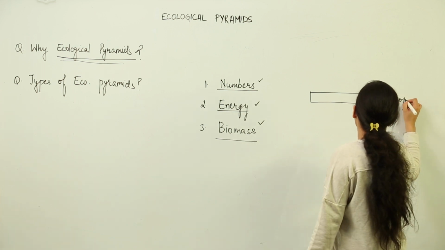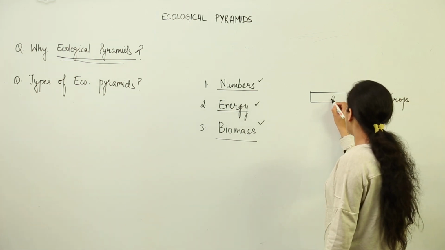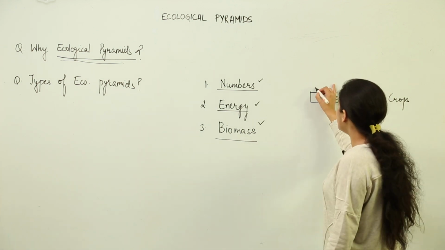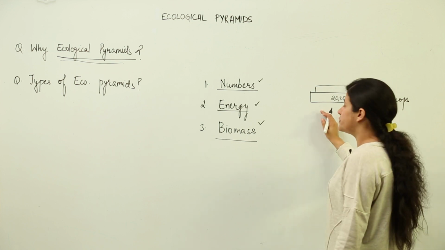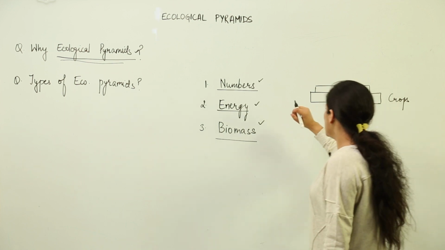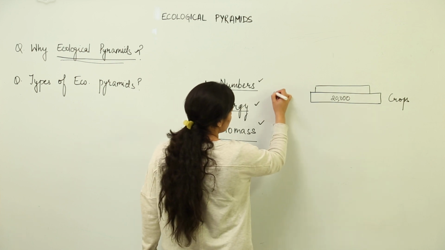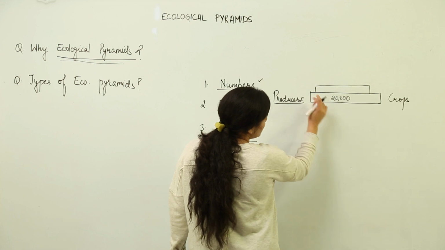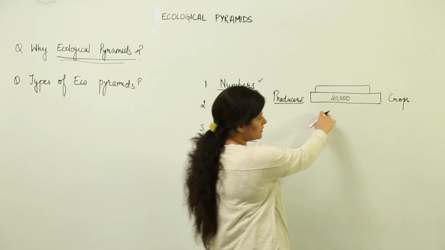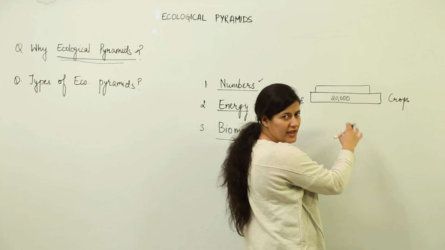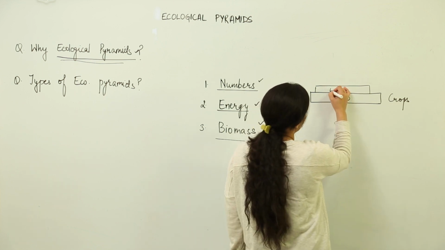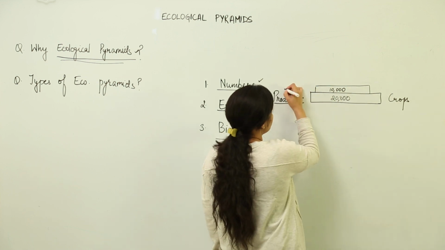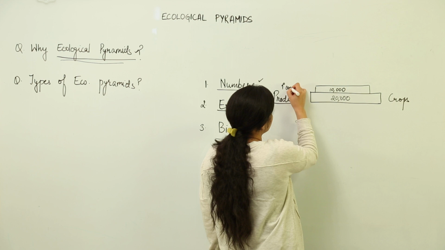Supposedly I have 20,000 crop plants in a given field. On those, there would be a few primary consumers thriving on these producers. Producers are always primary. So this trophic level has produced 20,000 organisms in terms of number. Now supposedly a few herbivores and insects are feeding on it, which happen to be around 10,000. So I am considering numbers over here in terms of primary consumers.